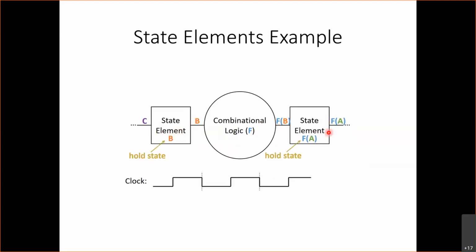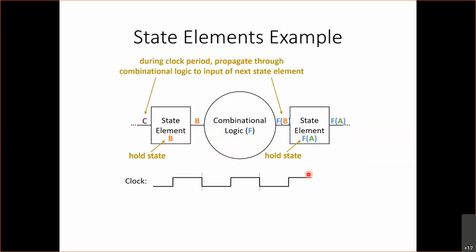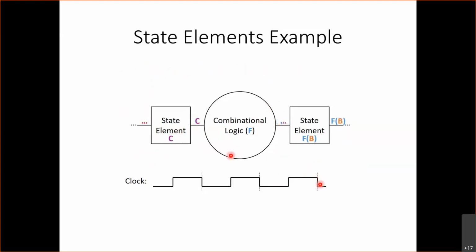On the next clock edge, they're going to hold the state throughout the duration of the cycle, and then on the next clock edge, new values arrive. C becomes the new value over here, and also at the output, and F of B becomes the new value over here, and also at the output. So this is an example of how sequential logic works. Any questions about sequential logic?